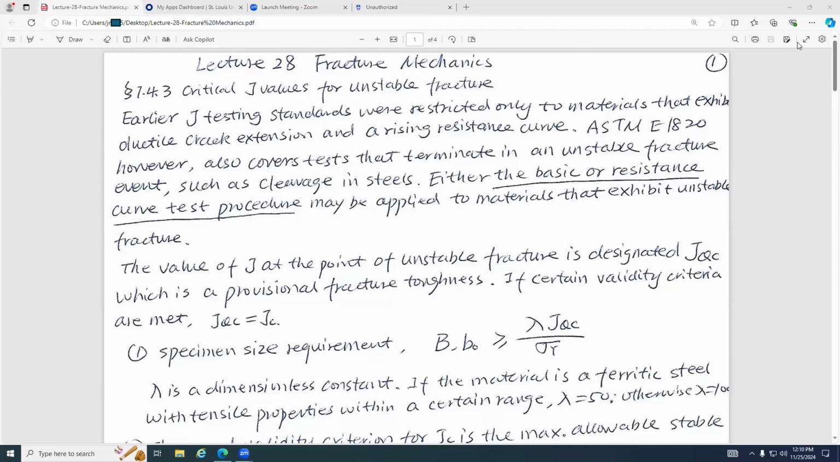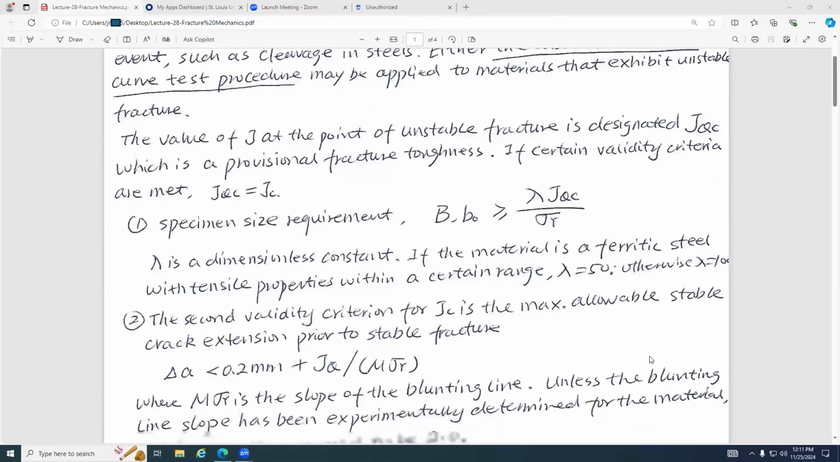Then we take a look at the value of J at the point of unstable fracture. We are focusing on unstable fracture. It's designated as J_Qc. This is different from our previous designation. This is a provisional fracture toughness. If certain validity criteria are met, we let this J_Qc be J_c, the critical one. There are several validity criteria that need to be satisfied.